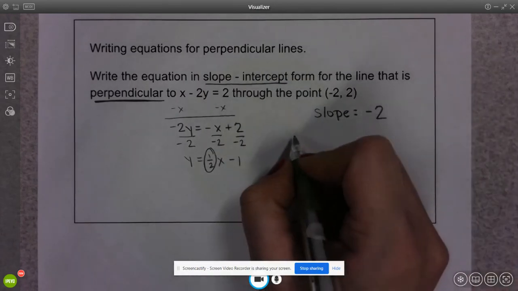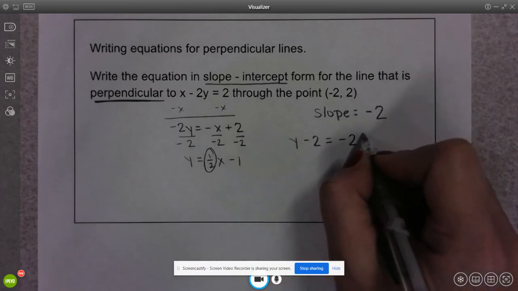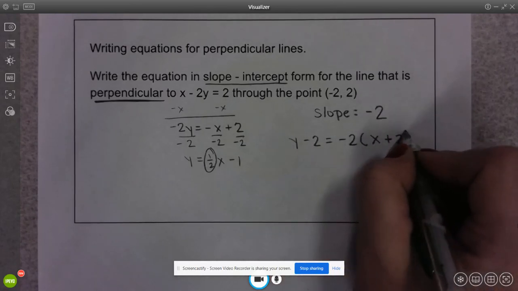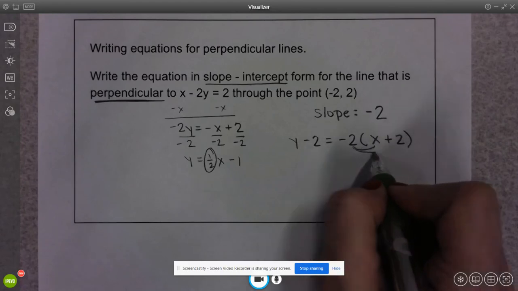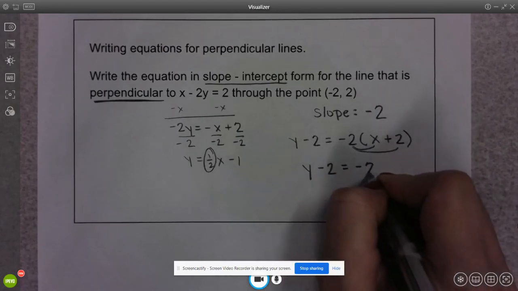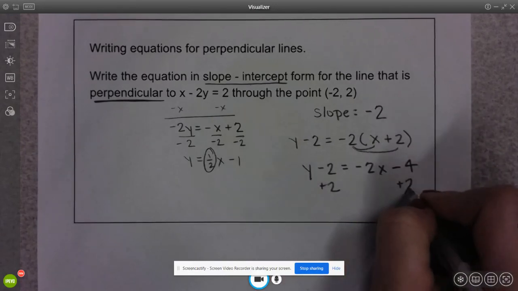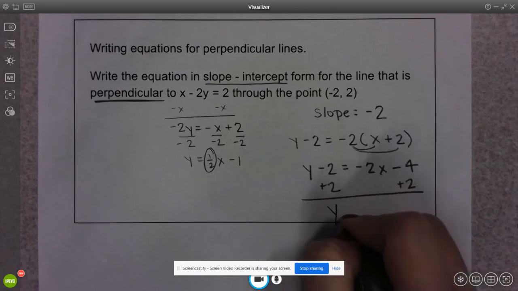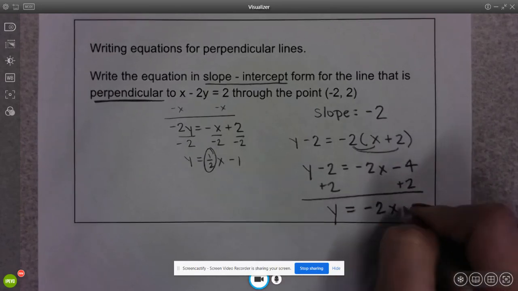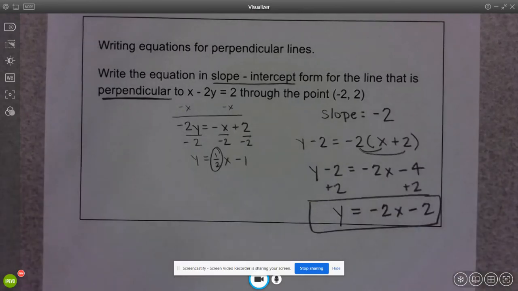Now, working towards slope-intercept form, I'm going to start with point slope. And I'm going to distribute and then add 2. So I have y equals negative 2x minus 2. And this would be the equation of my perpendicular line.